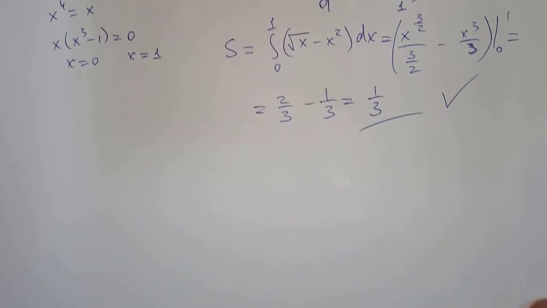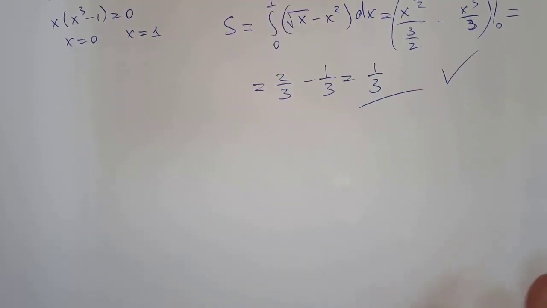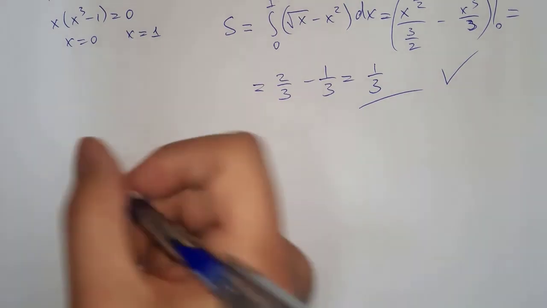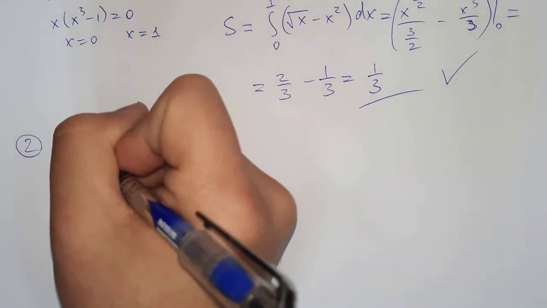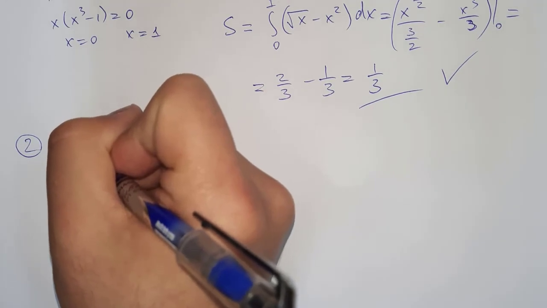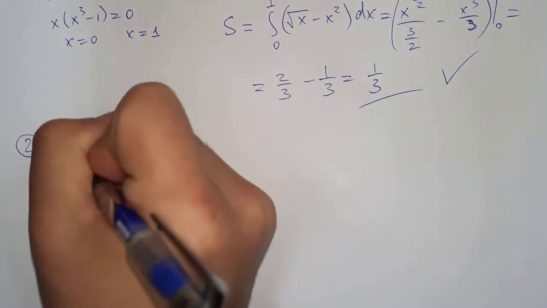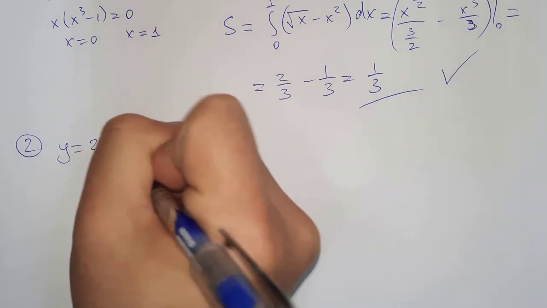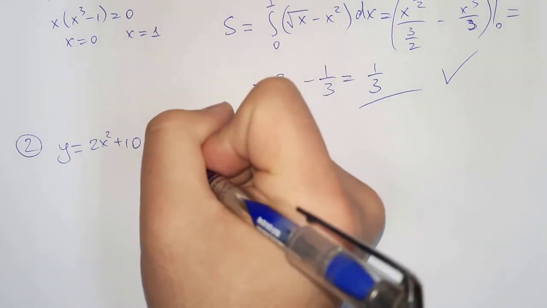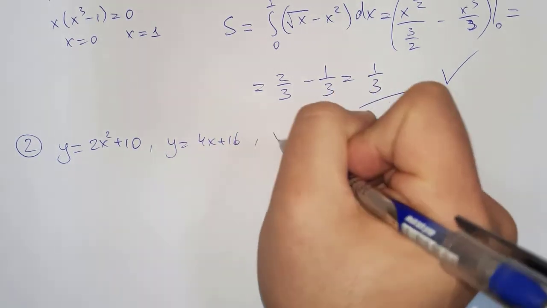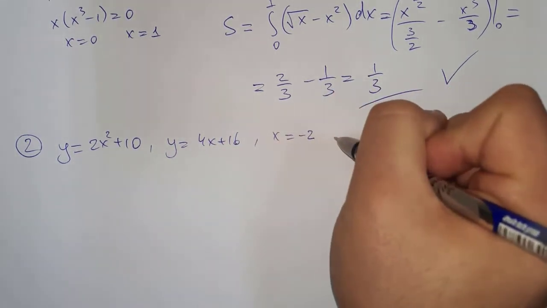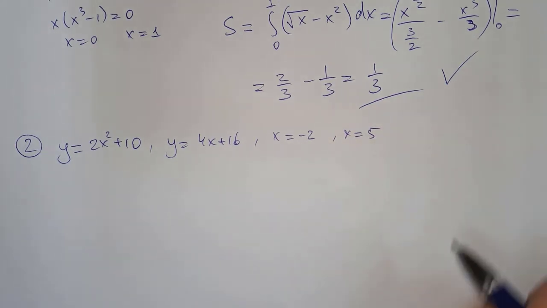And now let's consider the next example. Second example: find the area of the region bounded by y = 2x squared plus 10, then y = 4x plus 16, x = -2 and x = 5.